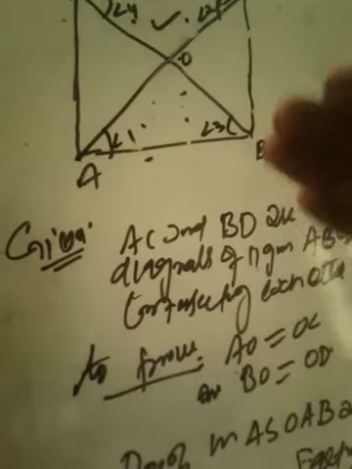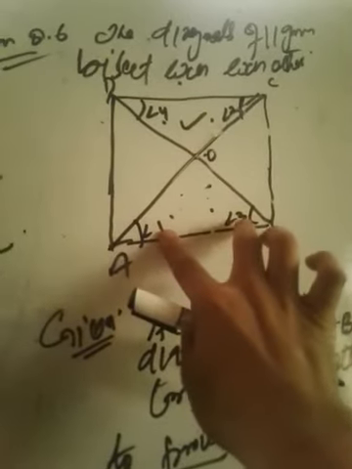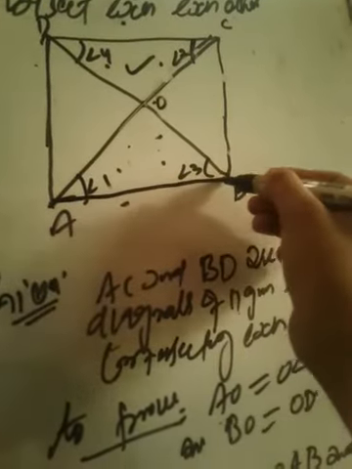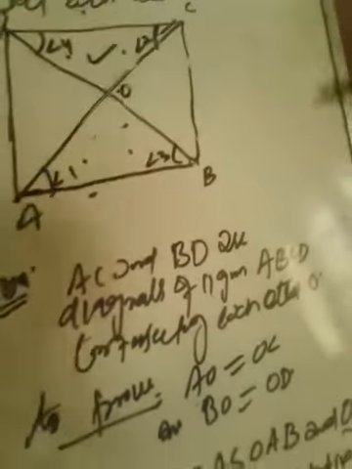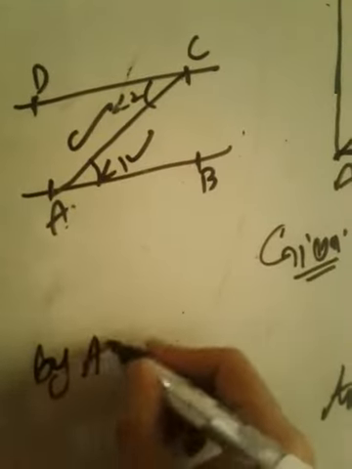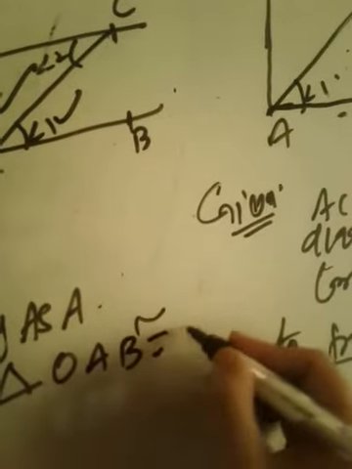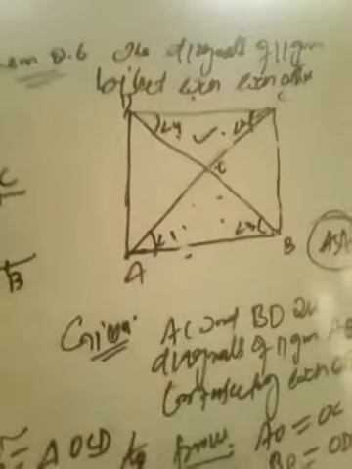Now let us see by what criteria we can say that these two triangles are congruent. Have a look, the side AB is included between angle 1 and angle 3. So two angles and the included side, so it is ASA. By ASA, triangle OAB is congruent to triangle OCD.